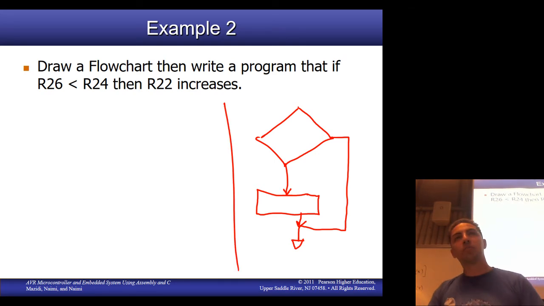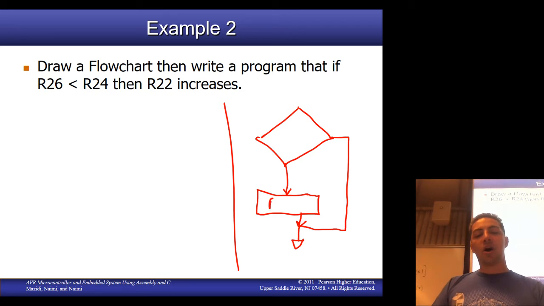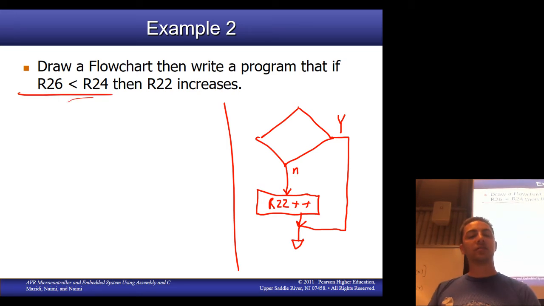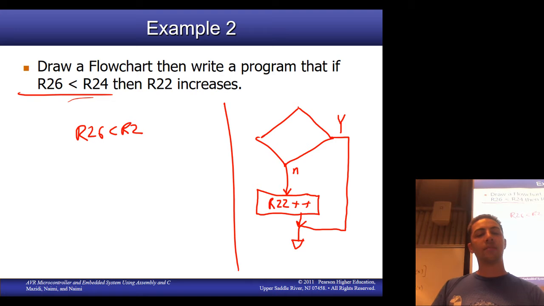All right, bring your attention up front for a moment here. So the things that I know need to happen are increment R22. Now, what I know I want to have set up is the yes branch jumping past that and the no branch not happening. So I take my test, if R26 is less than R24, and I invert the whole thing. I say, all right, when this is not true, I want a branch. When is that not true? When is R26 not less than R24?